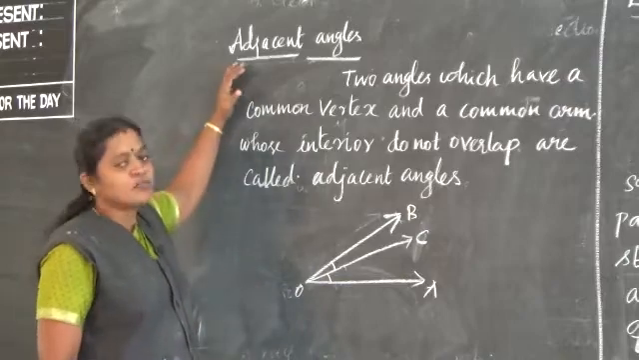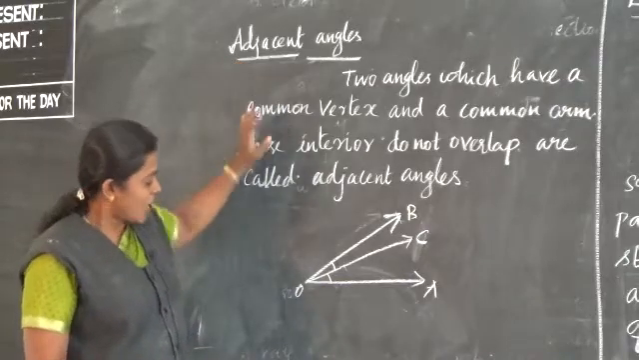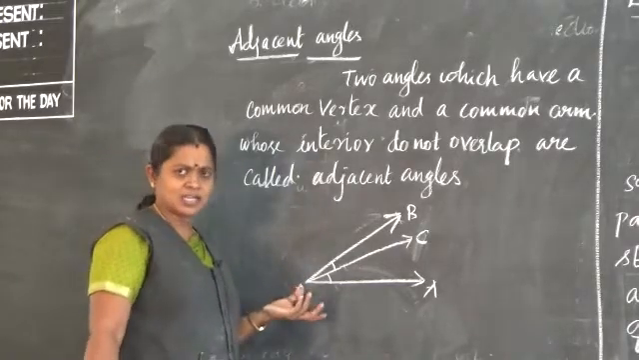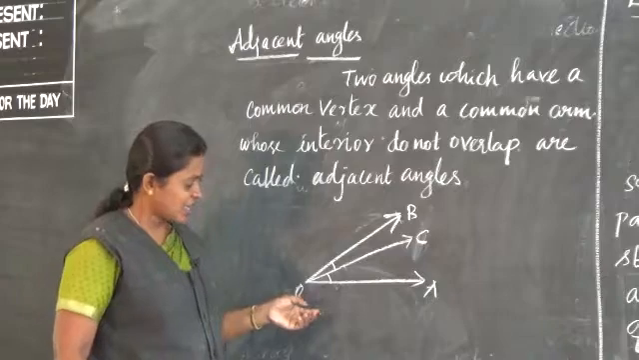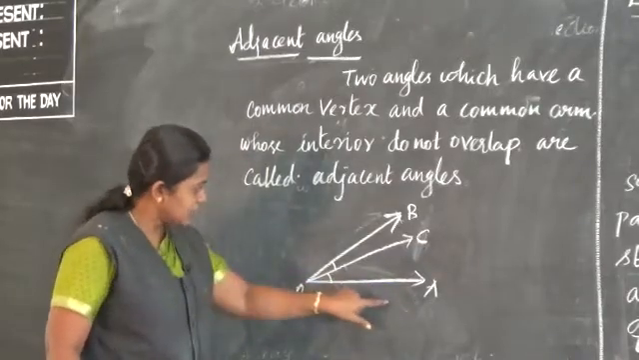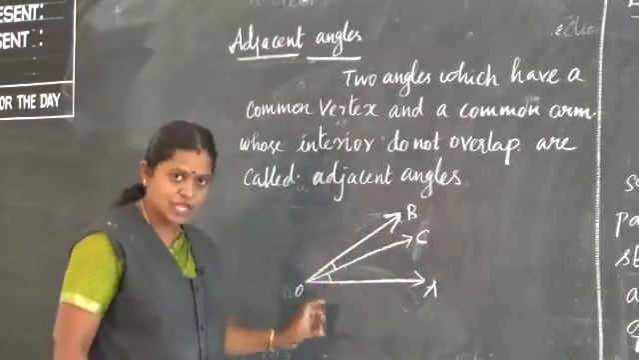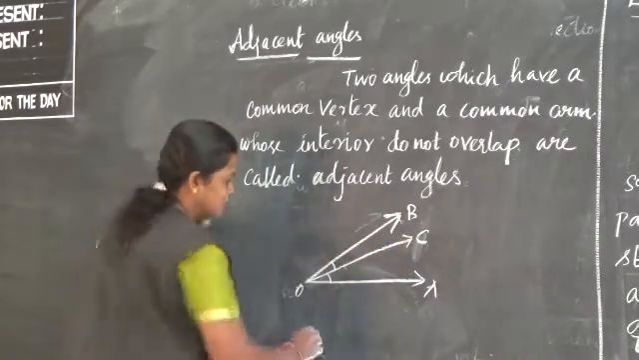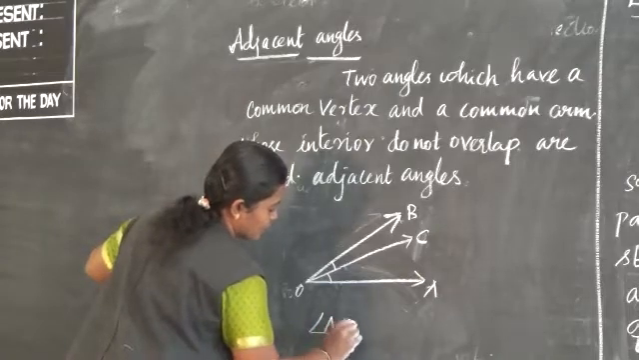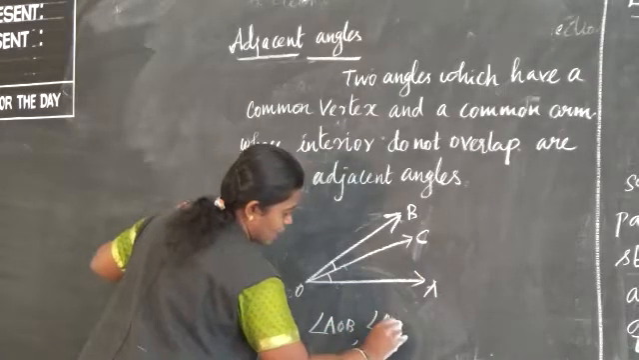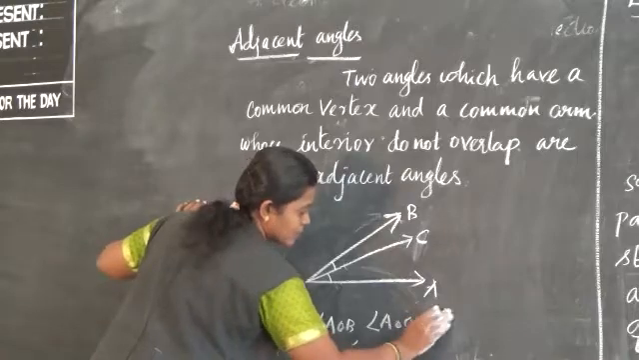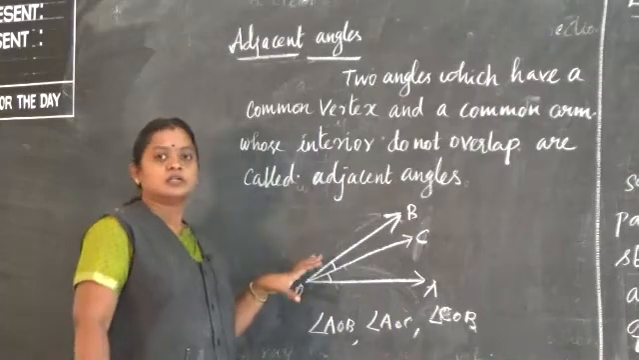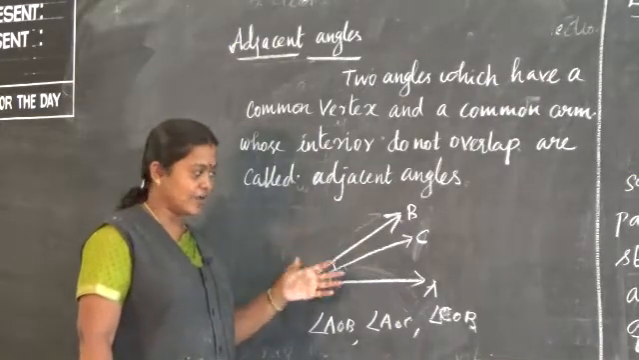Now we look at what are adjacent angles. I drew one angle here, AOB. How many angles can you identify? Here we have one big angle AOB. In addition to that, we have two angles AOC and COB. So we have angle AOB, angle AOC, angle COB. So we have three angles.